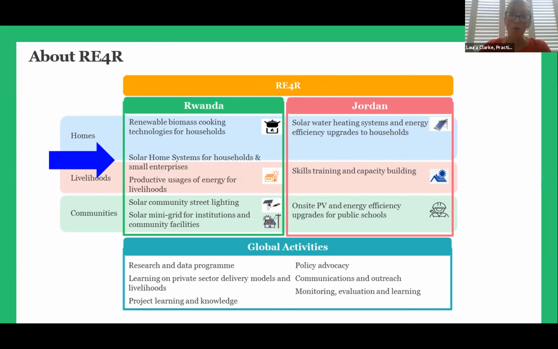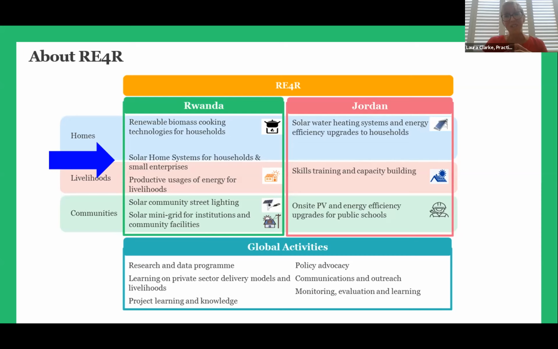So looking at homes, livelihoods and enterprises, and also community level energy access as well, a total energy access approach. And this intervention and this piece of work that I'm going to talk about today is looking at solar home systems for households and really small enterprises. So this spans the homes and the households and the livelihoods component of the project.